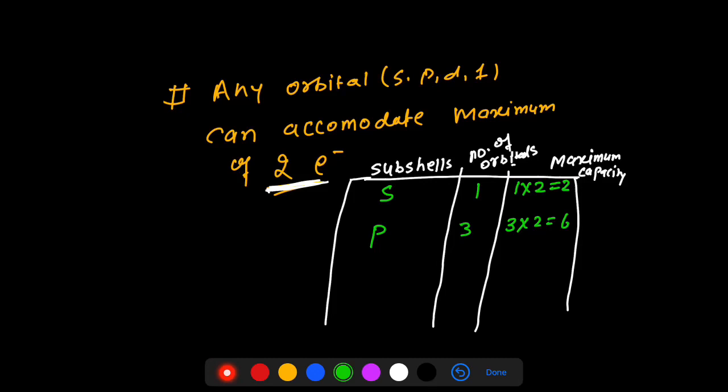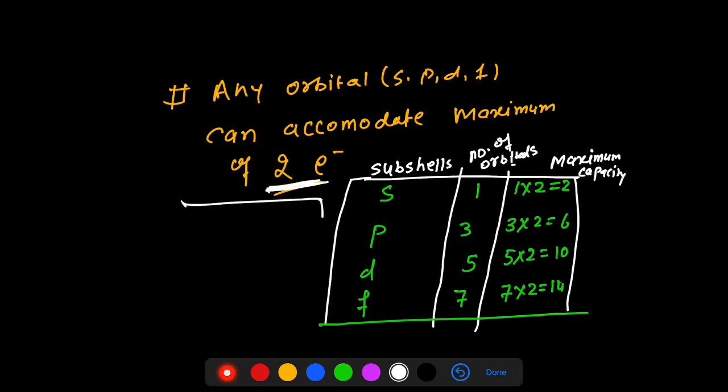The P subshell, we know, has 3 orbitals. So the maximum capacity of the P subshell should be 3 into 2 equals 6 electrons, right? D has 5 orbitals, so it will have a maximum of 10 electrons, each orbital containing 2 electrons, right? F has 7 orbitals, so the maximum capacity of 7 orbitals will be 14 electrons, right? So these are the maximum capacities of subshells. Remember, the S subshell has a maximum capacity of 2 electrons, P will have 6, D will have 10, and F will have 14, right?